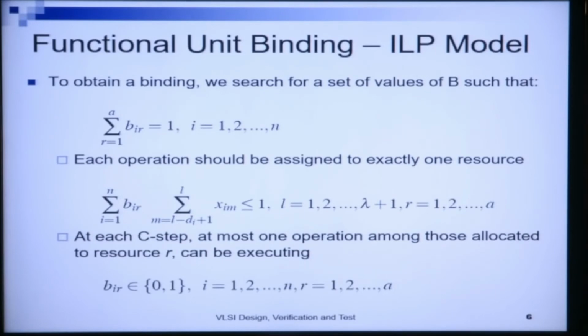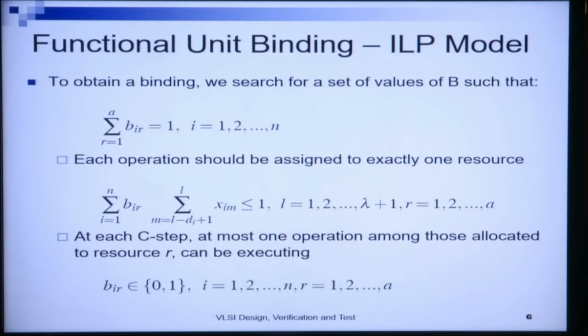And how do we write this constraint? The second part of this constraint, this term here, should be familiar to you from the scheduling step. What does this term tell me? It tells me whether at the current time step this operation is currently under execution. So, summation m equal to l minus d_i plus 1 to l of x_im will be equal to 1 if operation i is currently executing at time step l.